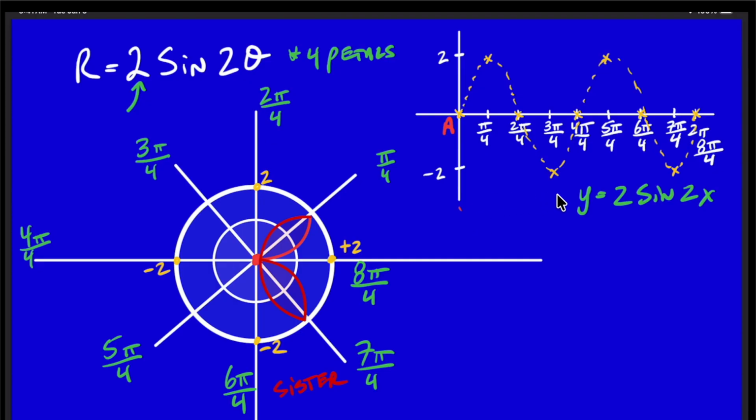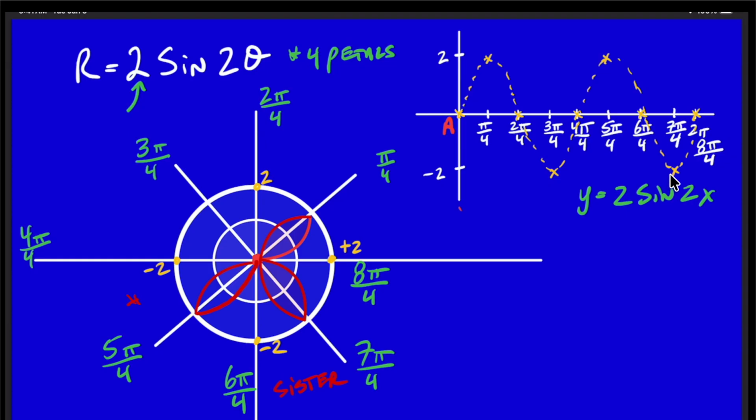All right, so we're now at 4 pi over 4 to 5 pi over 4. We are positive, so we're going to stay in the appropriate section. Here's 4 pi over 4 to 5 pi over 4. We're going to stay here. And what happens to our r value? It goes from 0 to 2. So we're going to do another petal from 0 to 2, and we're going to stay in our section because we're positive. Next, we're going from 5 pi over 4 to 6 pi over 4. We're positive. We're going from 2 to 0. That's going to be this petal here.